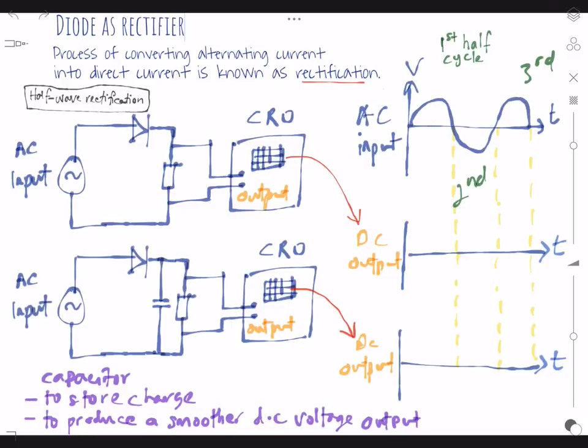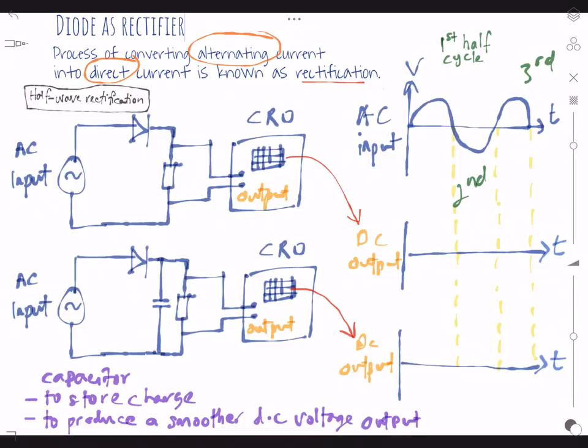The title for today's lesson is Diode as Rectifier. The process of converting alternating current into direct current is known as rectification. Because we know that some electrical appliances require direct current, we need to convert it first.